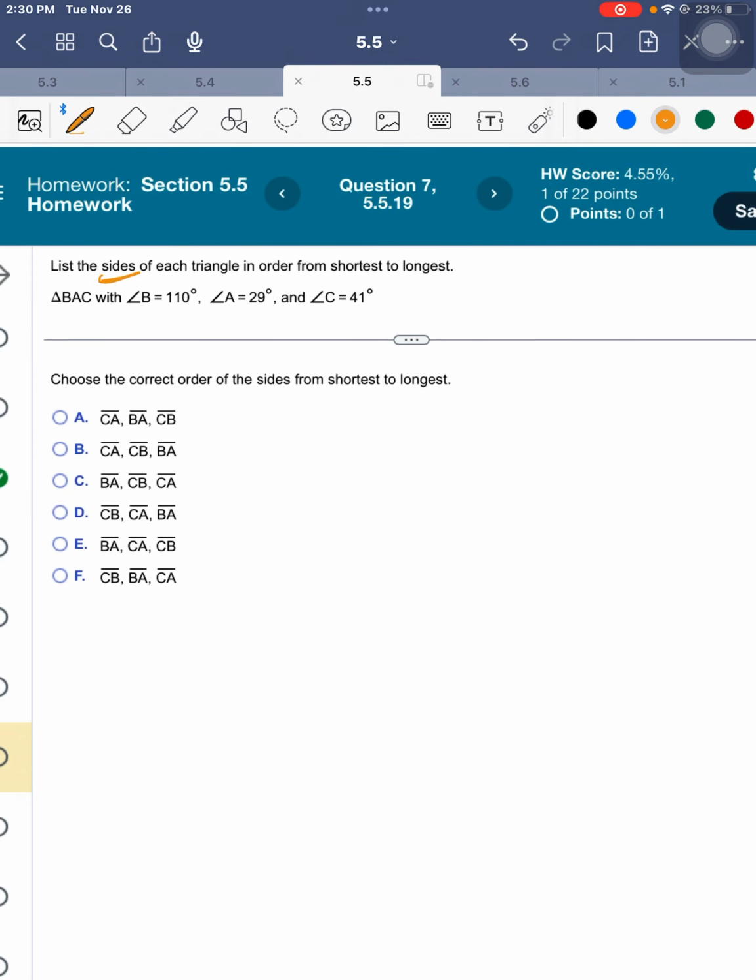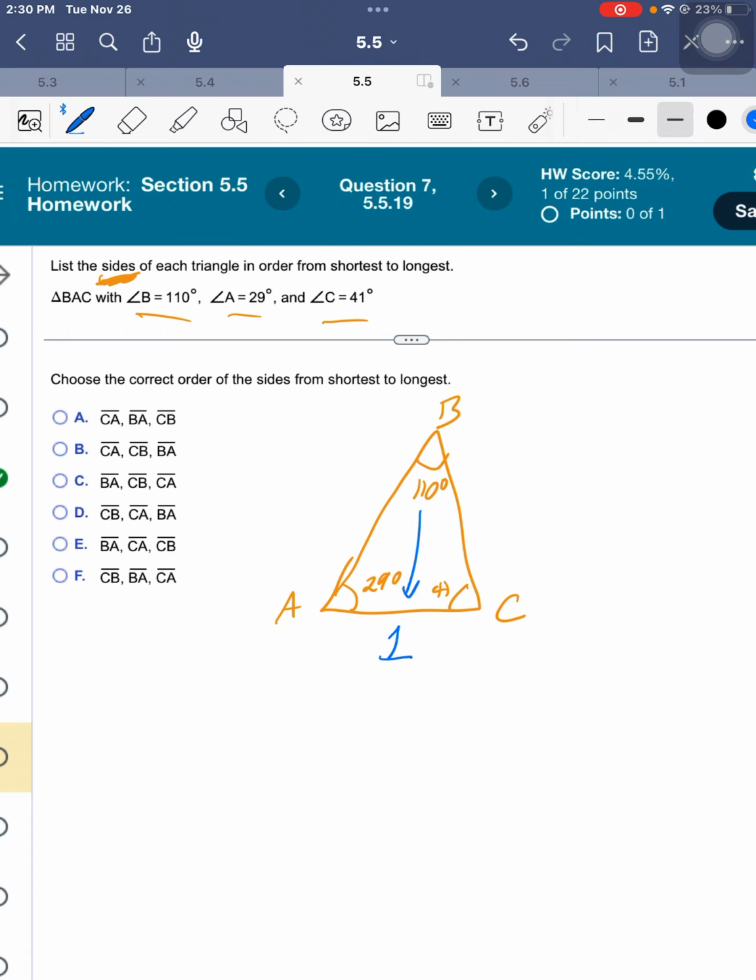Okay. Once again, list the sides of each triangle in order from shortest to longest. Okay, so I don't have any side lengths. All I have is angles. So I'm going to draw my triangle. A, B, C. My B is 110. I'm not even going to draw the angle. Oh no, actually, yeah, because I'll confuse you guys. A is 29, and C is 41. So what is my largest side length? This one, AC. What's my second largest?